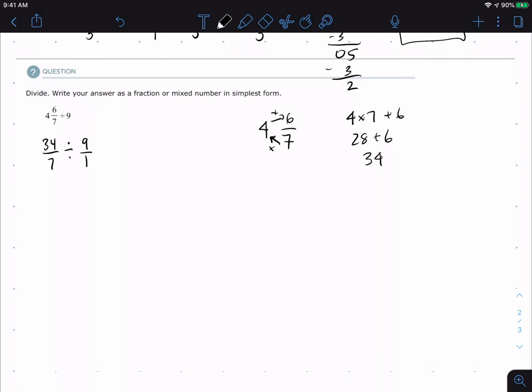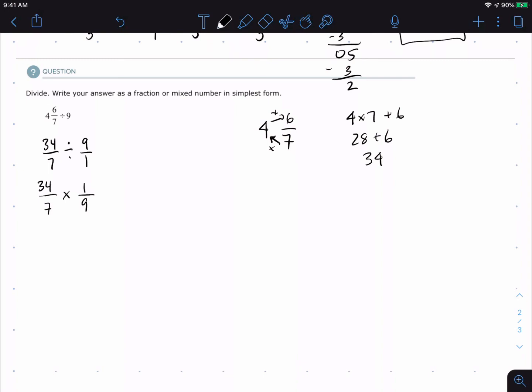Okay. Now the important thing is when we divide by a fraction, and any number that we divide by is a fraction, we can write it as a fraction, right, over 1. We need to change it to multiplication and flip the number that follows a divide. Does that make sense? So that 9 over 1 becomes a 1/9.